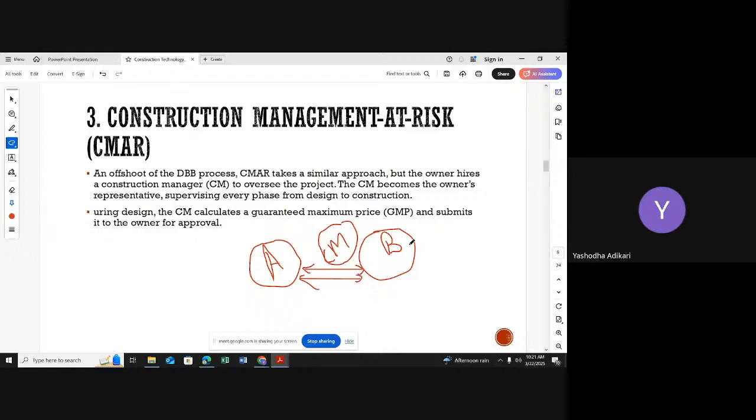So the construction manager becomes the owner's representative, supporting every phase of the design to construction. This construction manager is the client's representative.